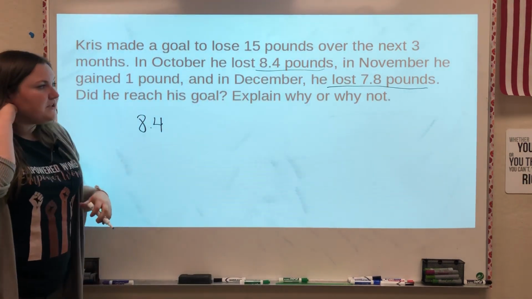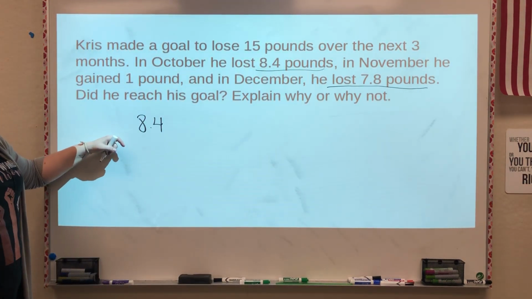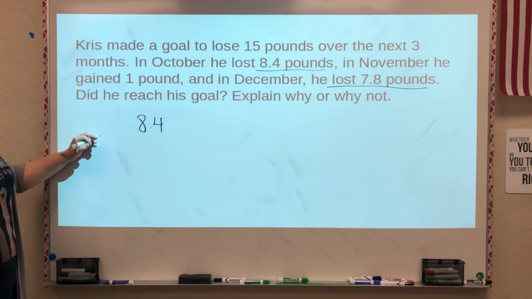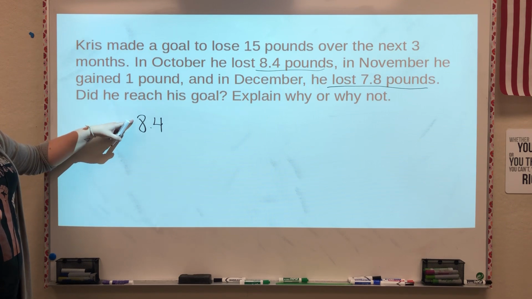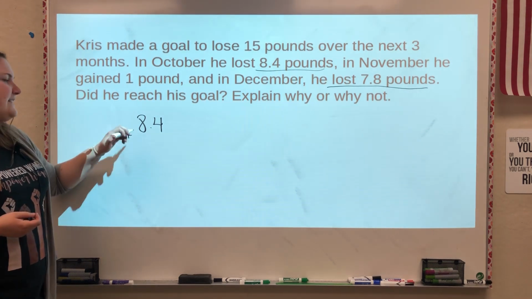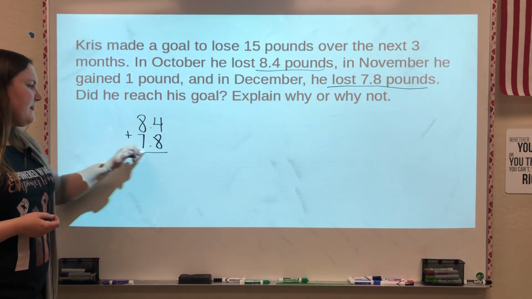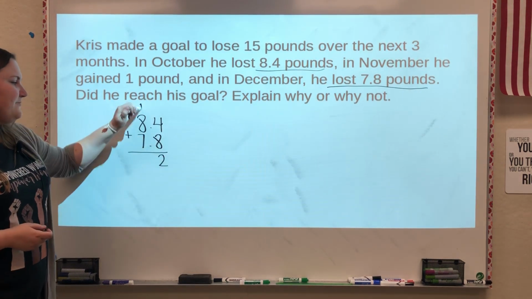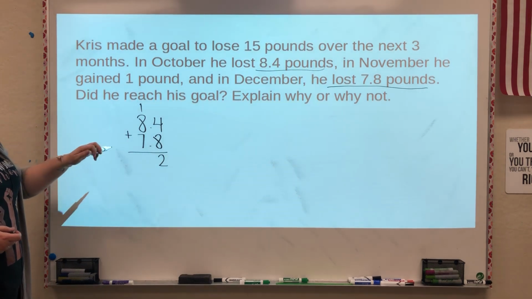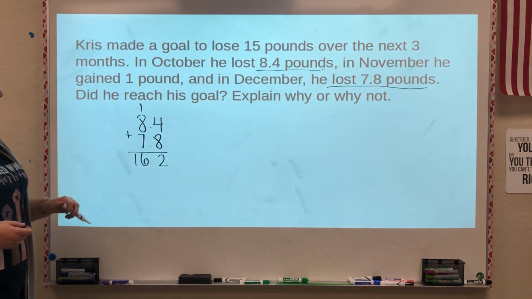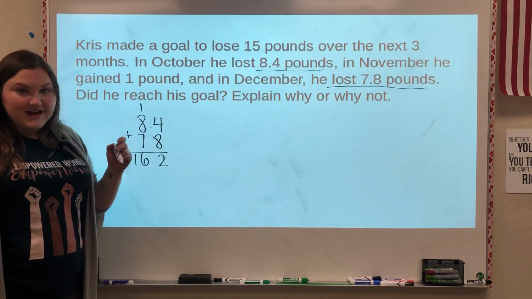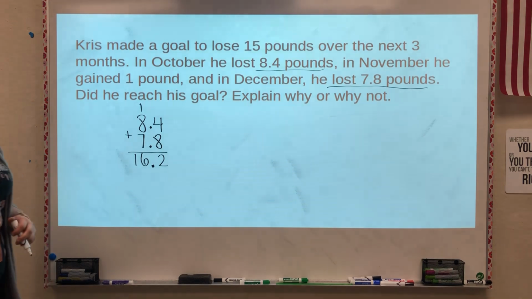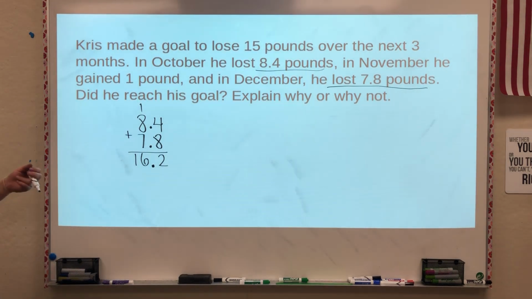So the strategy I'm going to use is let's figure out how much total weight he lost first, and then go back to what happened in November. So to figure out how much total weight he lost, it's the 8.4 pounds plus our 7.8 pounds. When I add those together, I'm adding my 4 and my 8, which gives me 12. 1, 8, and 7 gives me 16. And then we learned when you're adding or subtracting decimals, these decimal points here just carry down and we get 16.2.